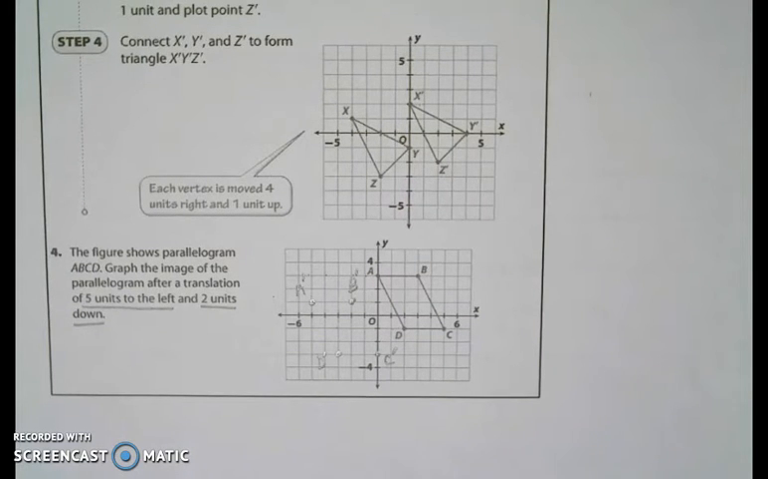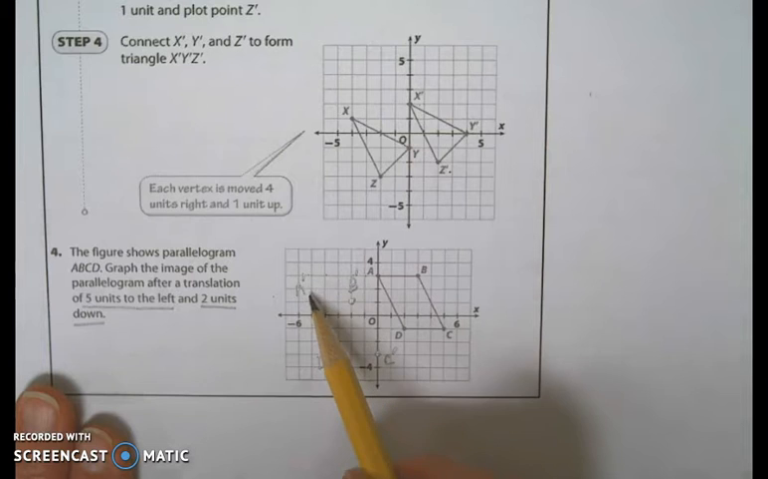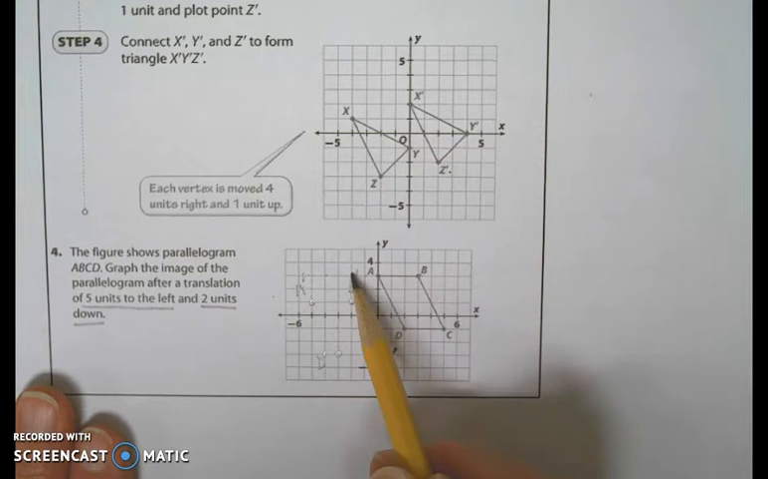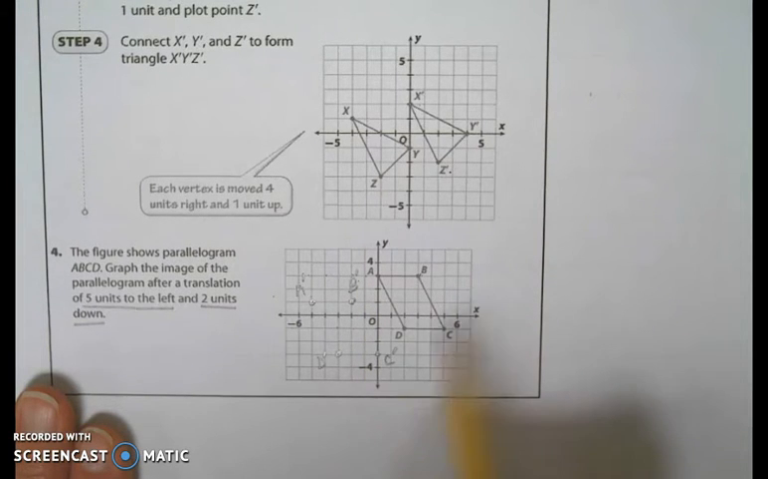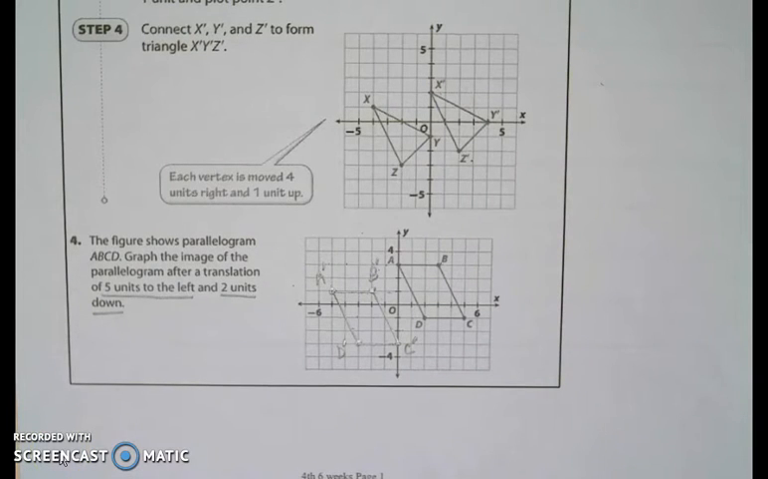Okay, so let's go over the points first. So start with point A and count 5 units to the left and 2 units down. Place the point and name it A prime. Go back to B, go 5 units left, 2 down. Identify that as B prime. Come to D, 5 left, 2 down, D prime. C, 5 left, 2 down, C prime. Now use a straight edge, connect your points, and you've translated the parallelogram. So now you have the image of a parallelogram that was translated 5 units to the left and 2 units down.